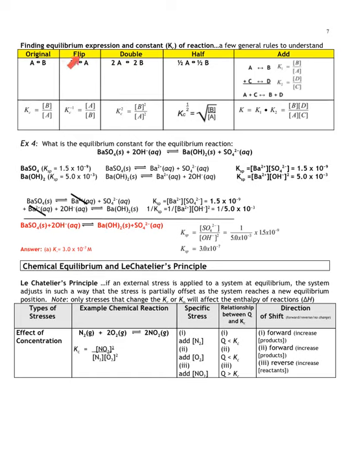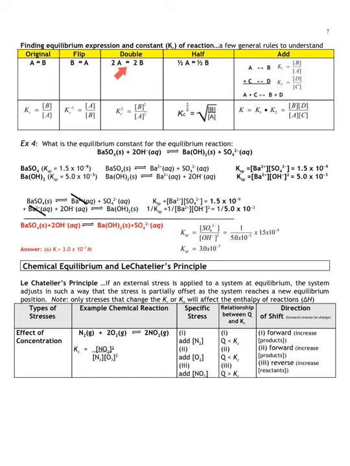Now, if you flip that reaction, what happens to K? Well, now you've taken the inverse. So now that K is the reciprocal of K. Whatever your K value is, you take the reciprocal, and that is what happens when you flip the reaction. What if I double the reaction?